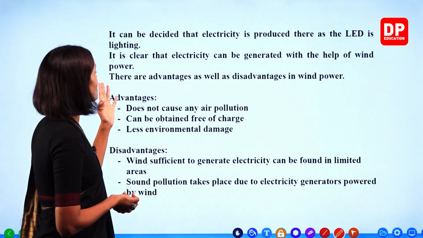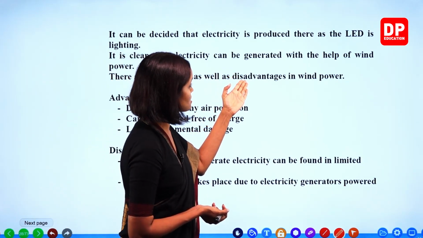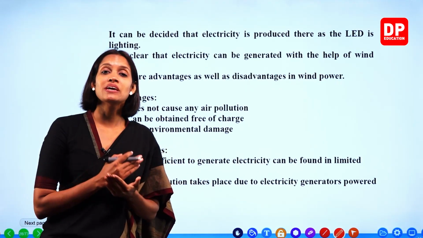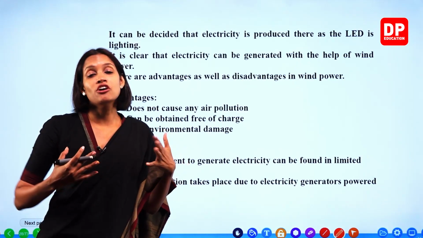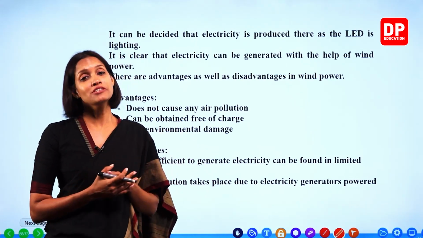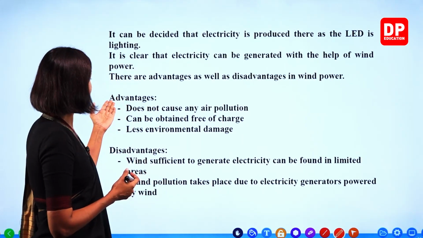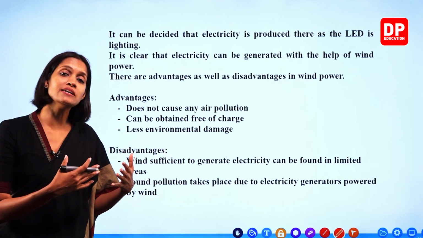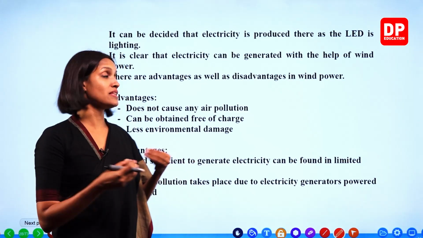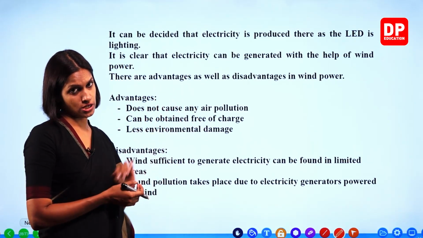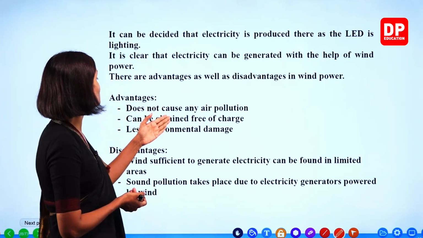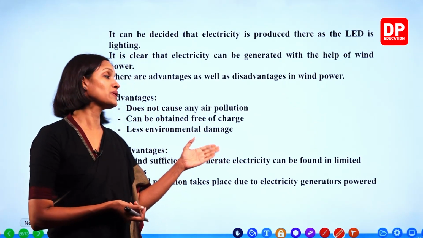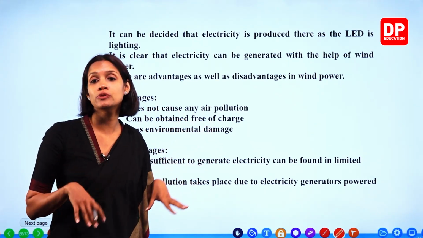Right? So there are advantages as well as disadvantages in using wind power. What are these advantages and disadvantages, children? So the main advantage is it is free of charge. We don't have to pay any amount to obtain wind. Okay? And these are the advantages. Does not cause any air pollution. From wind power plants, harmful gases are not released. Therefore, it does not cause any air pollution. Right, children? Can be obtained free of charge. Okay? Less environmental damage, less environmental pollution.